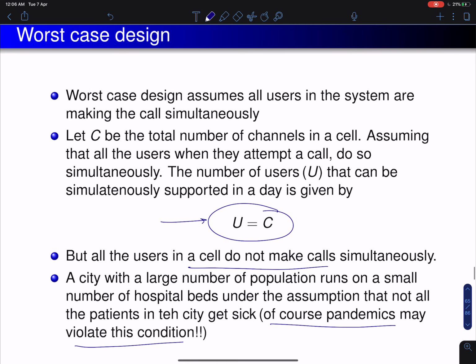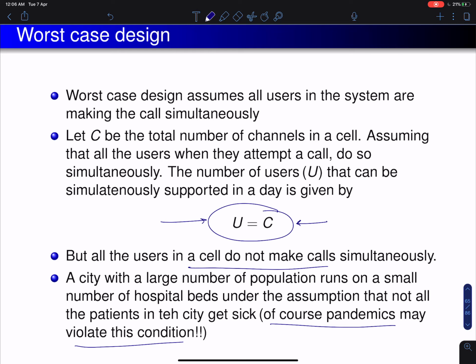The worst case design: all the users are going to simultaneously make use of the channel, which means they're going to make simultaneous calls. Then I can only support C users. And we said that's never possible. We gave an example of hospital beds versus number of residents in a city. You design the number of hospital beds keeping in mind that everyone in the city is not going to fall sick. If they fall, yes, of course, we'll run into problems.